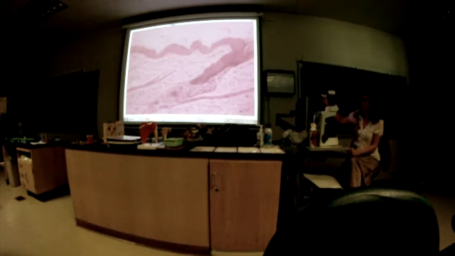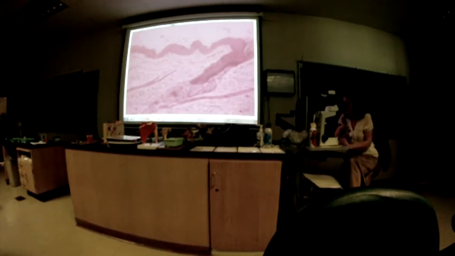The epidermal ridge is where the epidermis dips down into the dermis. So here you could call this an epidermal ridge. Here, a little harder. So it's just the opposite, the other side of the dermal papilla. It's like the valley, and this is the hill. The dermal papilla is the hill. The epidermal ridge is the valley. Okay.